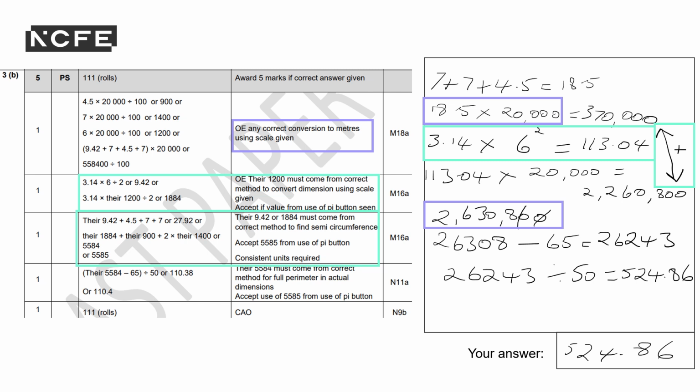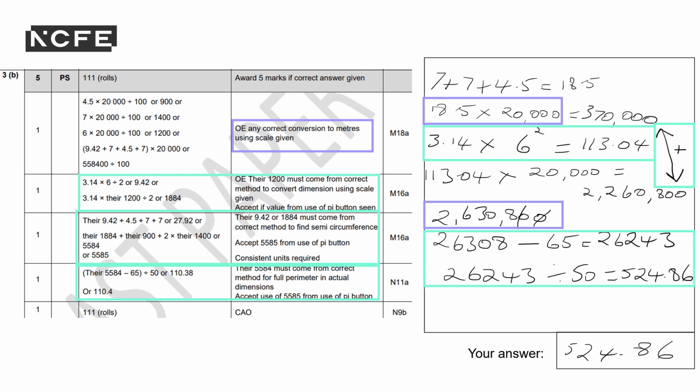The third mark is for adding together the calculated lengths of the perimeter of the shape, but it has to include a correct method to find the semi-circumference. So even though we can see that they've done the addition together, they did not gain the circumference mark, and this mark scheme very clearly says it must come from the correct method to find semi-circumference, and they haven't got that, so we can't give them that mark.